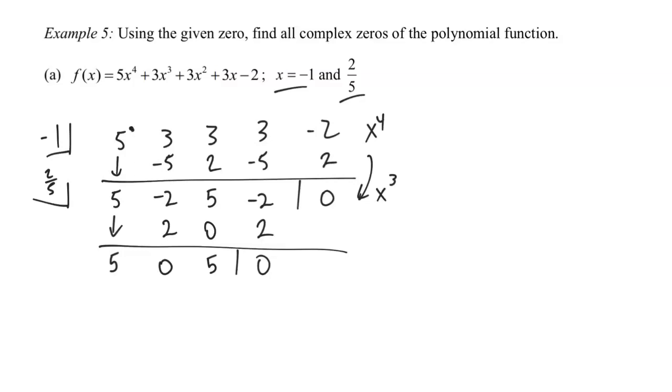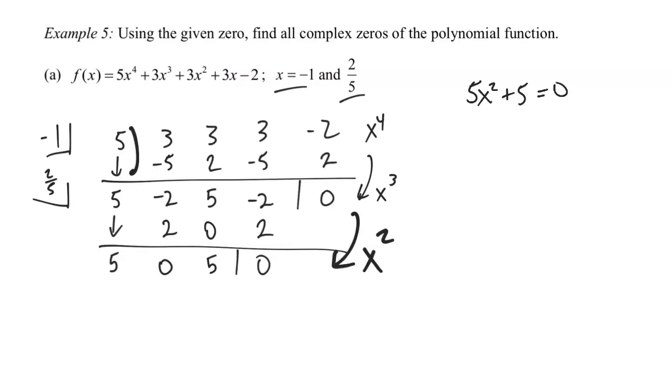And so taking a look here, we started with x to the 4th. We synthetic divided once to get down to x cubed, and then we synthetic divided again to get down to x squared. Okay, so we are now ready to write this last line as 5x squared plus 0x, which I don't really need to write, plus 5, and we're going to set that equal to 0 to find the rest of our zeros.